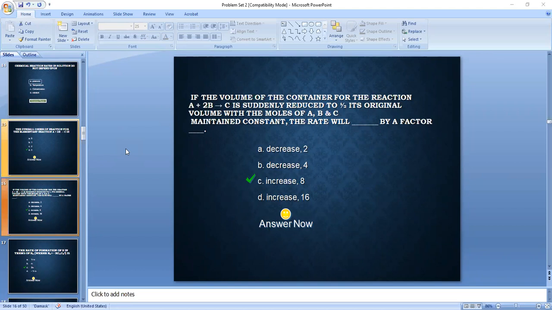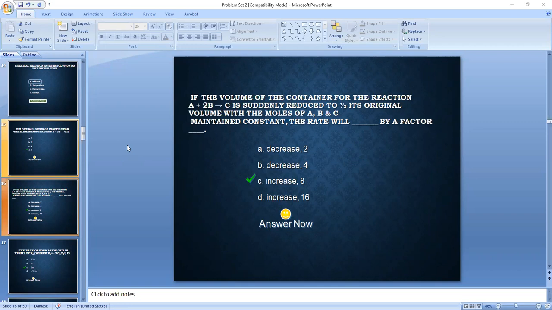Based on what I've reviewed, Miss, ng 2 raised to n, doon may nakuha akong formula 2 raised to n, pero ang n, Miss, is the order of the reaction. So 2 cubed is 8. So meaning may increase by 8, Miss.